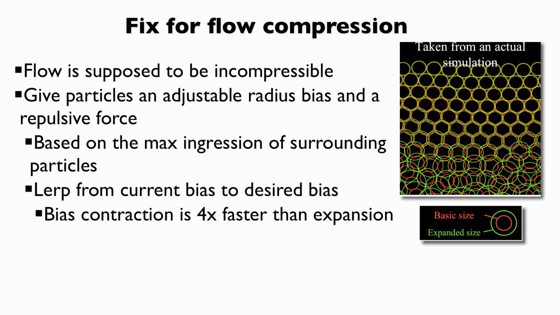Okay, so one problem that we ran into is that basically in this model, flow is supposed to be non-compressible, but because gravity pulls down on the particles, things start to get a little compressy down at the bottom. You'll see in the image on the right-hand side. So the trick was to give the particles an adjustable radius bias and a repulsive force between them. So the size of the expanded radius basically depends on how many particles are all up in your personal space and how close they are to you. And we basically take the max ingression of all the surrounding particles. We have 2 different rates of lerping, and contraction is about 4 times faster than expansion.